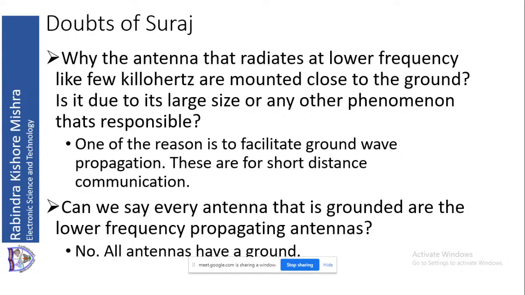So every antenna has a ground. It is not correct that only if you are operating at lower frequency, a ground is necessary. Every antenna must have a ground. I hope you understand this. If you don't have a ground, there will be no return path for the current, so it will be an open loop. There will be no radiation from that. So every antenna must have a ground.